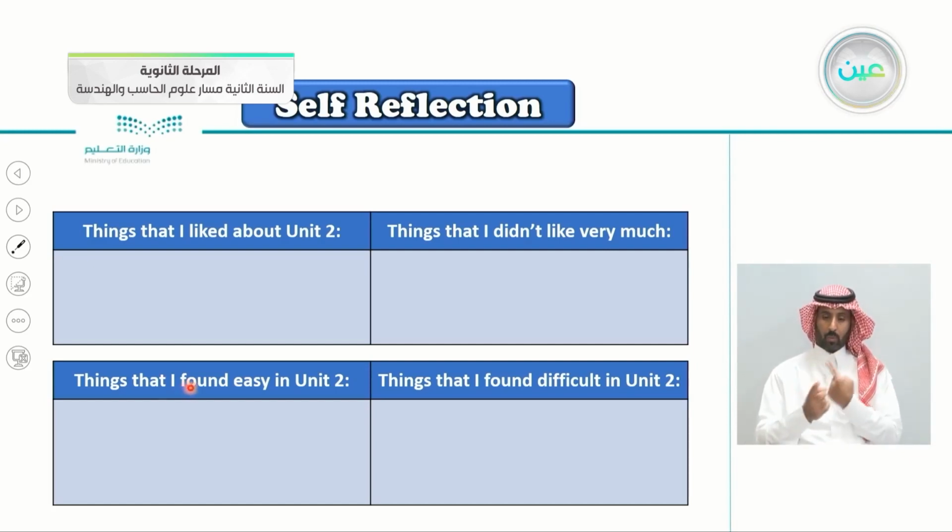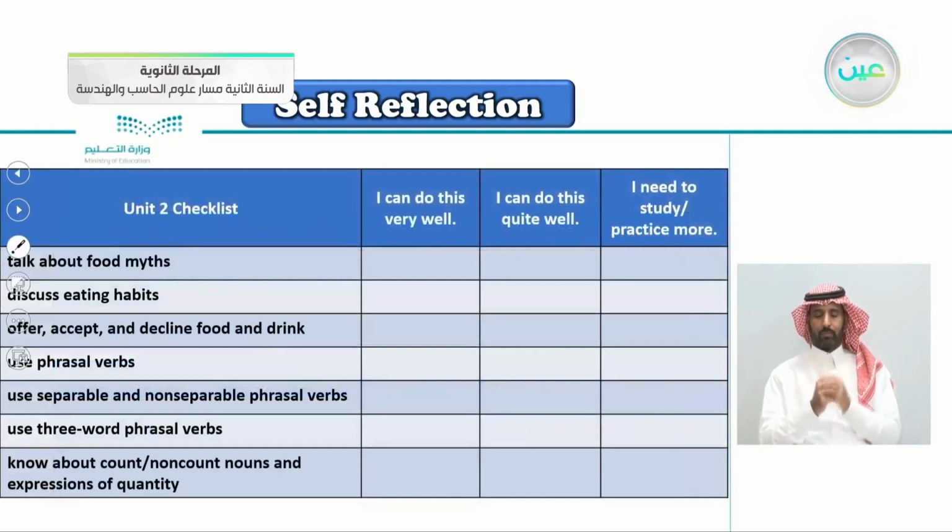So what lessons do you find easy in Unit 2, maybe the theme itself, the reading lesson, and so on, and things that you find difficult, maybe the grammar or the form, meaning, and function. And here is a checklist to get more details. Checklist for Unit 2. Things that you do very well, so things that are easy for you. Things that you do quite well, and things that you need to practice more and to study more.